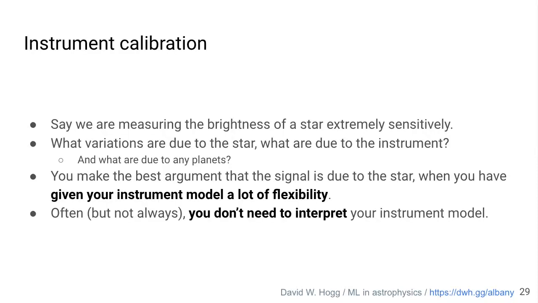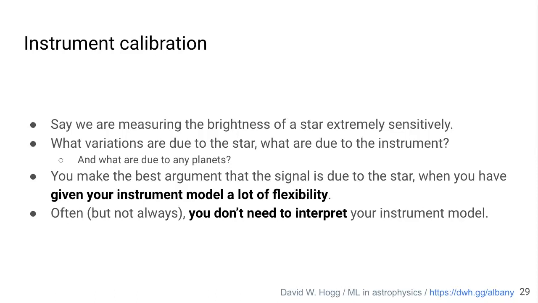In my case, I work on things like we measure the brightness of a star very accurately over time, and it does vary, and actually in many cases the variation is dominated by our instrumentation, not by the star. And we make these separations. But one of the interesting things is if you want to say that you successfully separated the star and the instrument, and you can say what variation came from the star and what came from the instrument, your argument is most convincing if you gave the instrument a ton of flexibility.